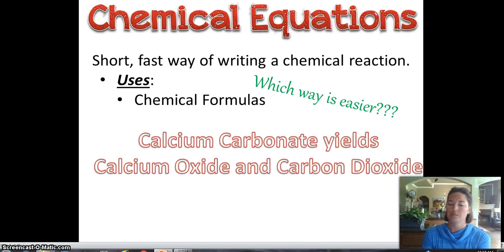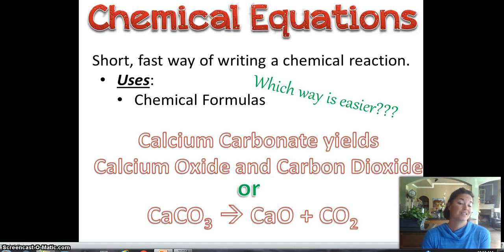So which way would be easier? Writing out calcium carbonate yields calcium oxide and carbon dioxide, or would it be easier to write this? CaCO3, arrow, CaO plus CO2. Well, if you know your chemical symbols and you know your chemical formulas, this way is going to be a lot easier and faster to write out a chemical reaction than this. And so this down here is known as a chemical equation.